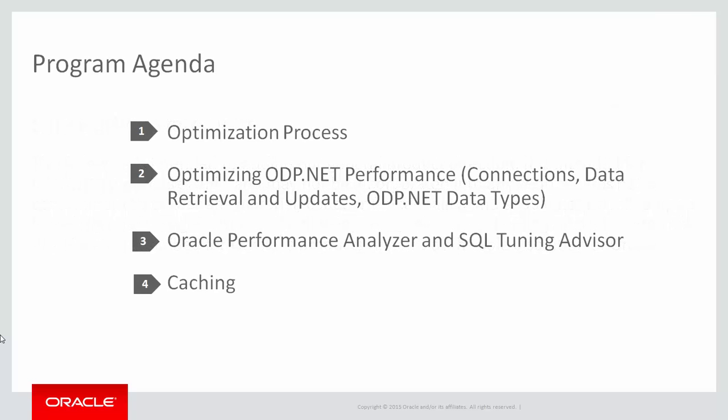So today we'll cover a few topics. First, we'll start out by describing the optimization process through which you can get the best performance with your .NET application. And then we will cover some specific .NET tips and tricks for coding best practices with ODP.NET. Next, we'll do a demo of Oracle Performance Analyzer and SQL Tuning Advisor, which are tools in Visual Studio that can help you tune your SQL and the performance of your application. And finally, Alex will talk to you about the various options for caching to improve the performance of your system.